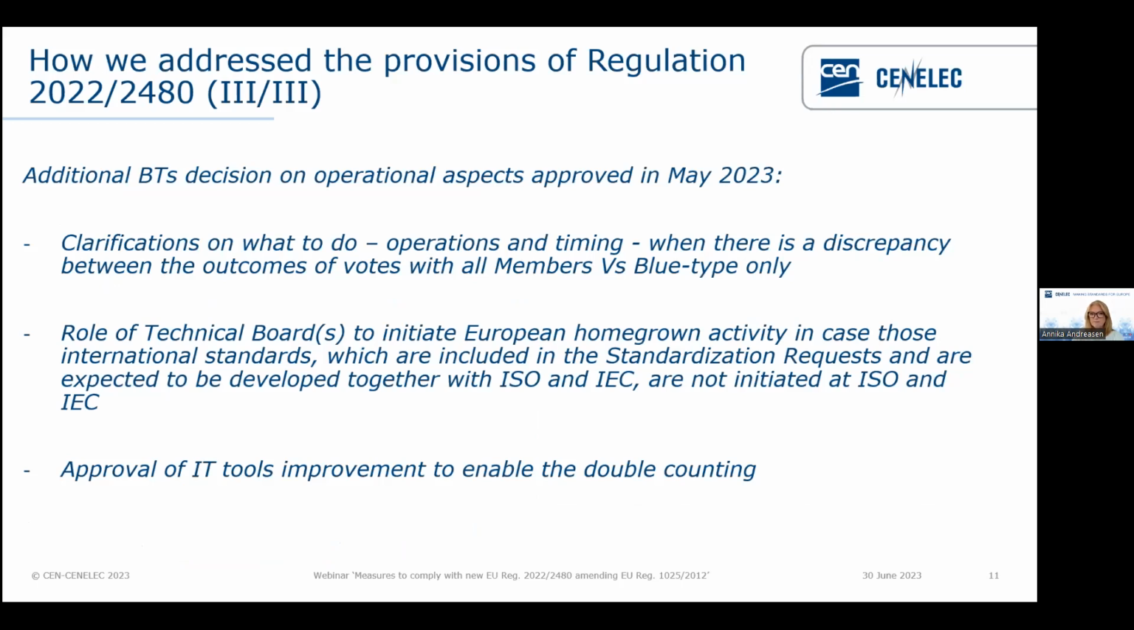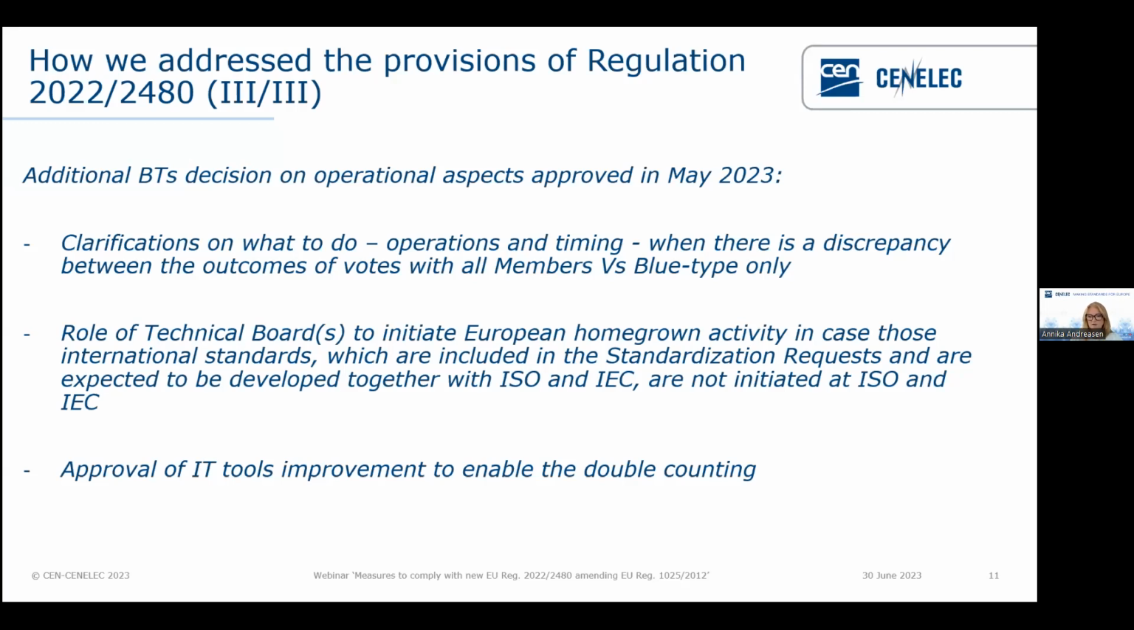We have, as I said, the BT decision. Working Group 14 recommended the decision to BT, and BT recommended to AG. So we have taken an AG decision about Internal Regulation 2 for both CEN and CENELEC. And in BT, we then took additional decisions on how to handle this new process. That has been about clarification on what to do, operations and timing, when there's a discrepancy between the outcomes of the votes with all members versus blue type only.